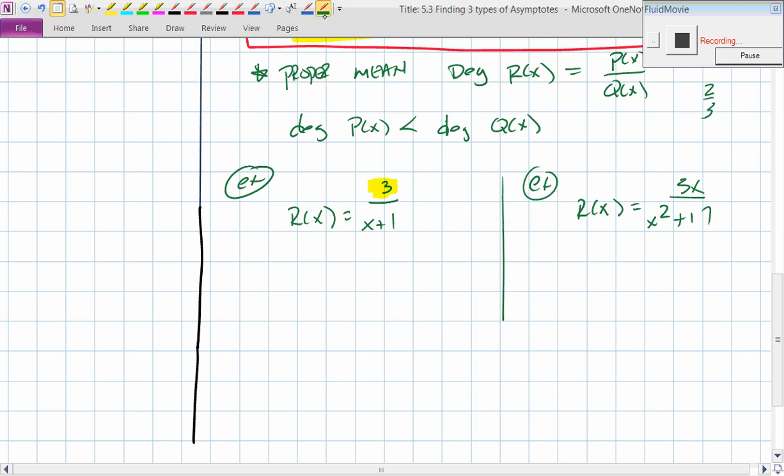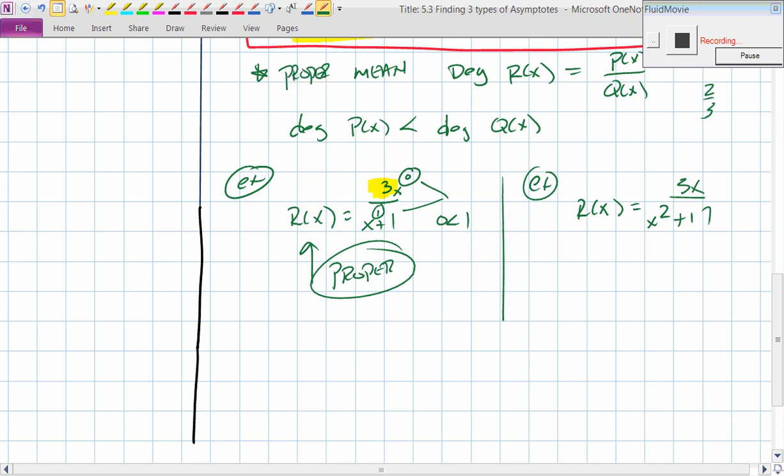No, not 3. Have we forgot what degree is? No, not 1 either. 0. This is like 3x to the 0 power, so the degree is 0. What's the degree of the bottom? This is like x to the first power. Do you guys see that? So that means 0 is definitely less than 1. 0 is less than 1, therefore this is a proper rational function. You guys with me on this? Okay, good.